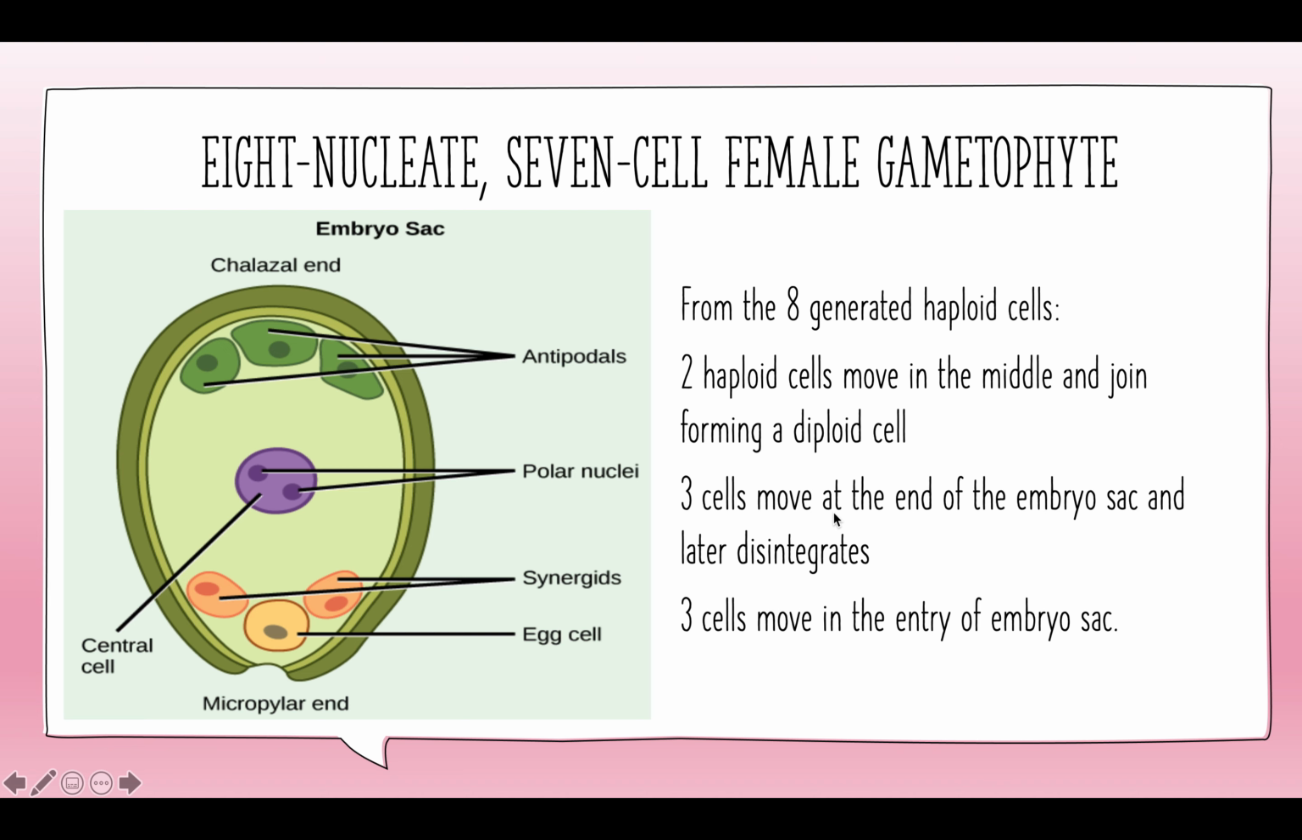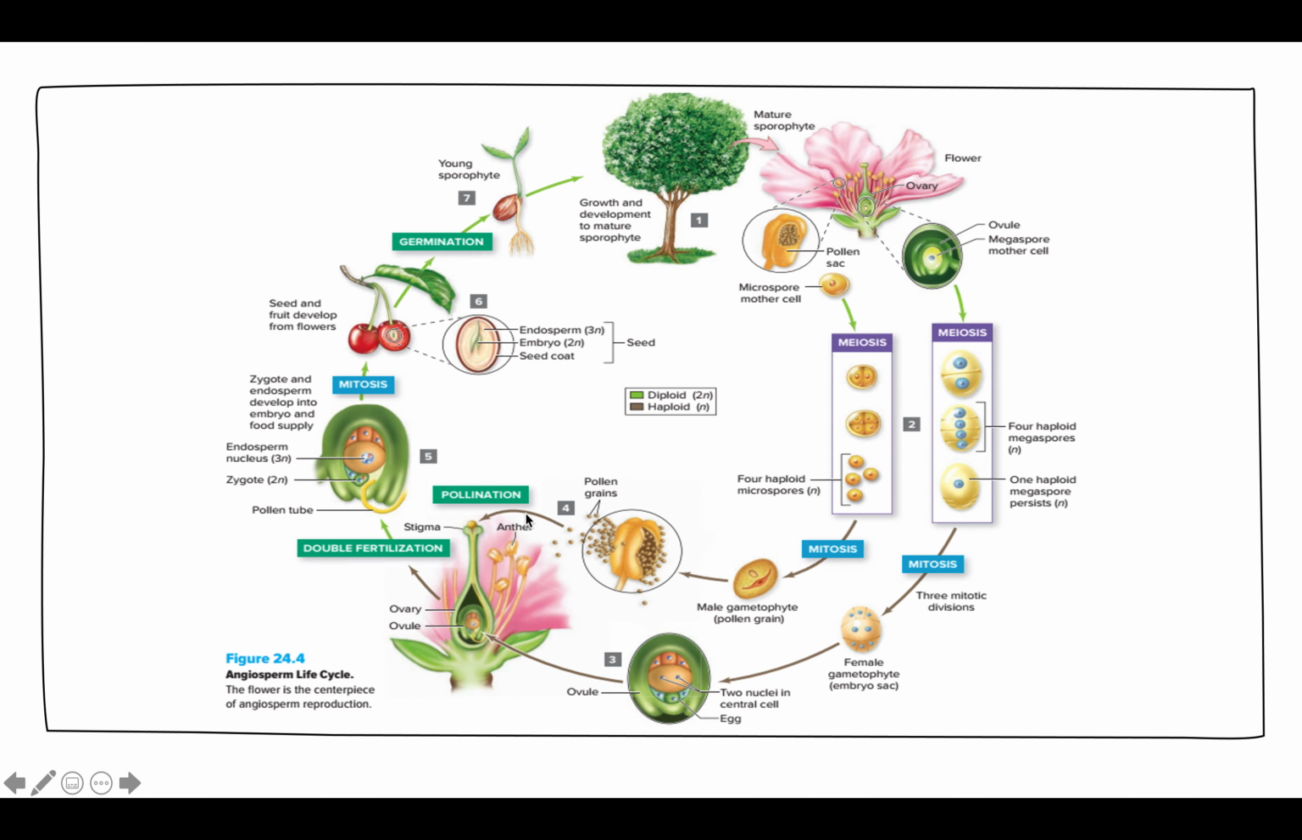Another 3 cells out of the 8 generated haploid cells will move to the end of the embryo sac, and later on these will disintegrate. Another 3 will move into the entry of the embryo sac. The cell that is closest to the entry will become the egg cell. Now, we shall focus on the central cell, okay, as well as this egg cell, because they will be fertilized later on by the 2 sperm cells that we have discussed.